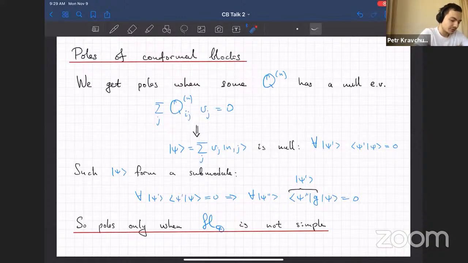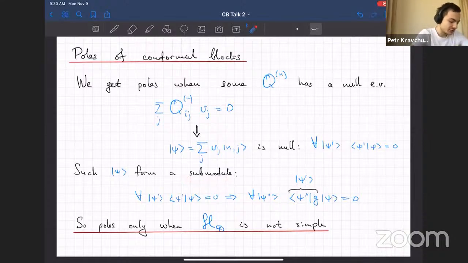And so we find the state psi which is orthogonal to any other state psi prime in our representation. An important point is that such states psi form a representation themselves. So they form a submodule of our Verma module.